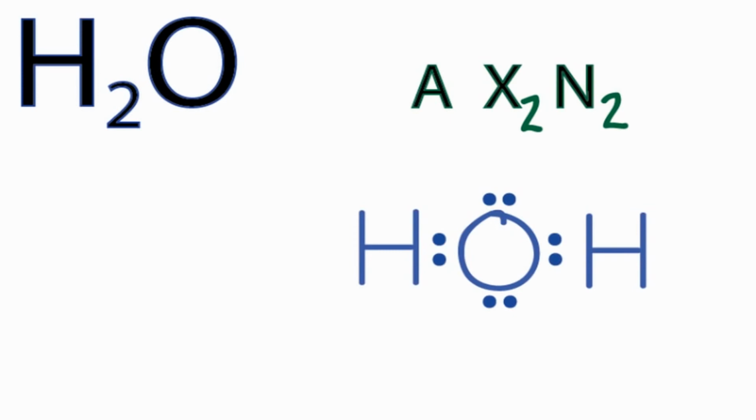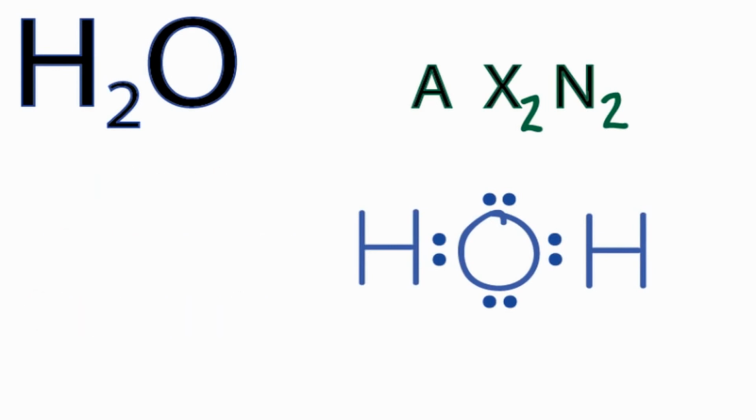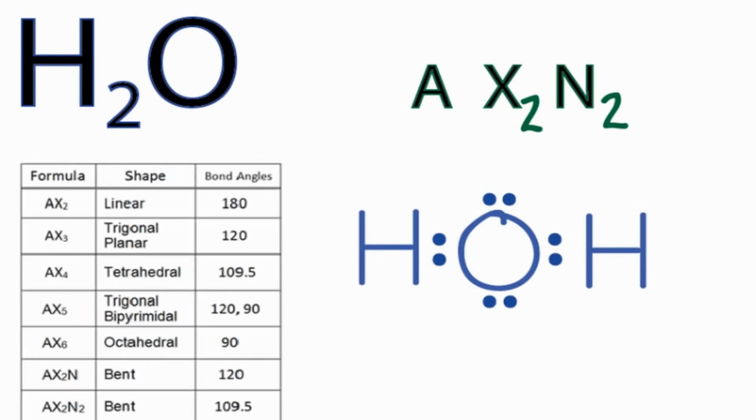You could have memorized that AX2N2 has a bent molecular geometry, or if you have it available, you could look it up on a table. So here in our table, we go down, we see AX2, AX3, all the way down AX6, AX2N, we're getting close, and there it is at the bottom, AX2N2, which has a bent molecular geometry, and the bond angles are going to be 109.5 degrees.